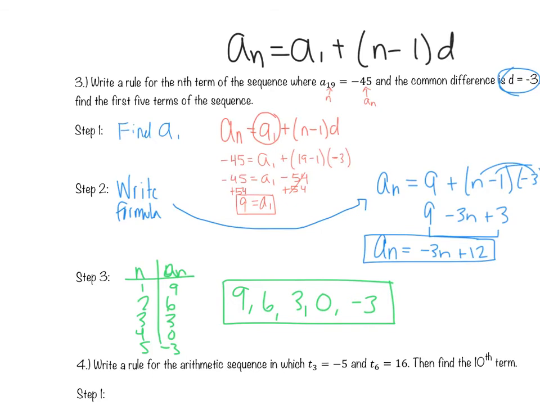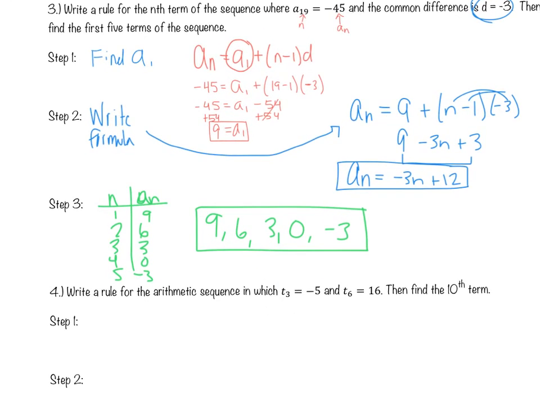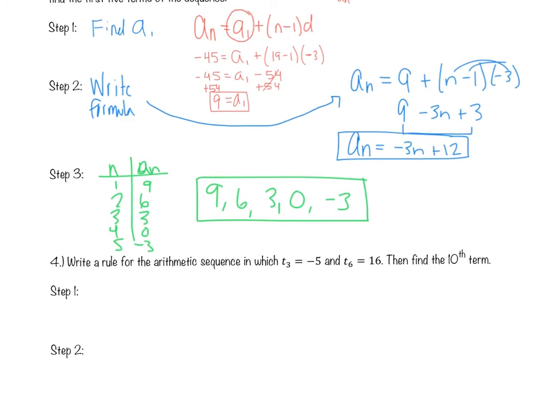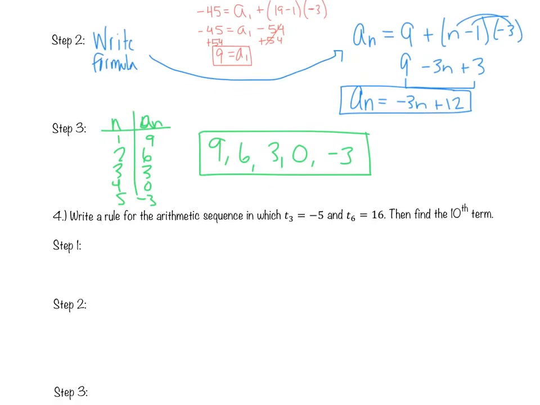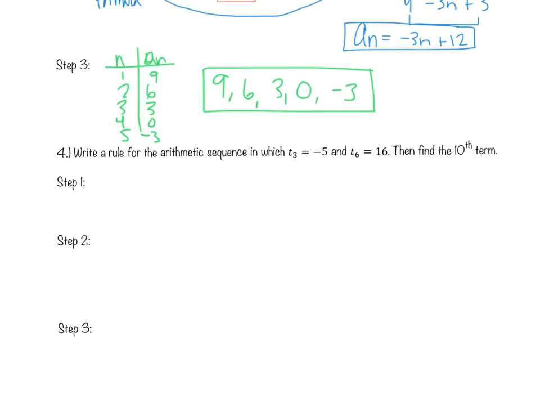So the last example, or last type here, is what if we're not given either? What if we're not given the first term or the common difference? So this poses a problem because we don't have any of the information that we need to write the formula. But we are given that t of 3, or term 3, is negative 5 and term 6 is 16. We can use that to find the common difference. Because we know that the third term is negative 5 and the sixth term is 16, we can actually use that information to find the common difference.